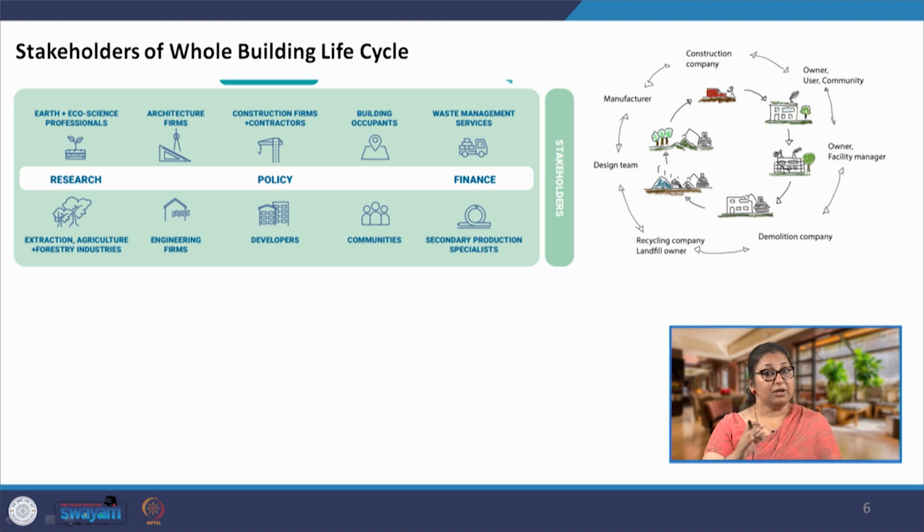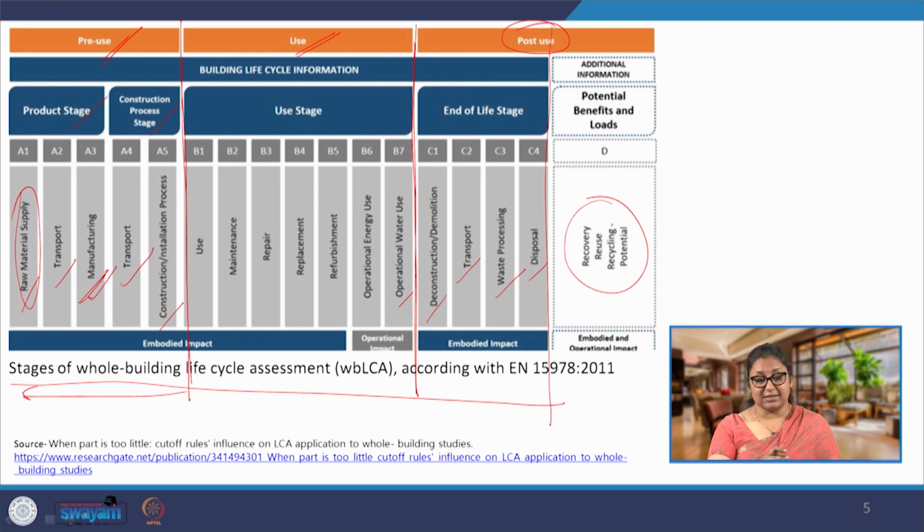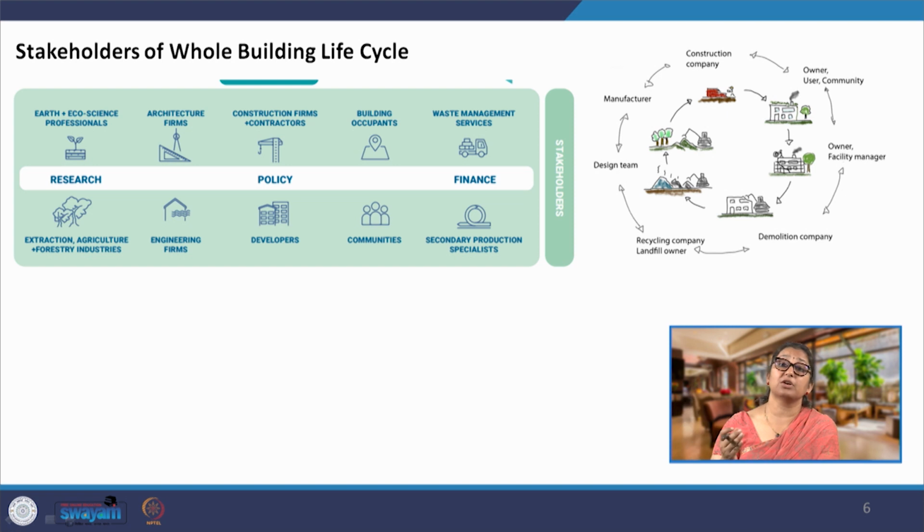Now, if we look at all these stages which we have just seen, the pre-use, use and post-use, we have different stakeholders who are coming in at different times. So, we will have the earth or eco-science professionals, we have the companies who are involved in extraction, we also have agriculture and forestry industries who might be associated with the supply of materials, for example, wood or bamboo or similar organic materials, which may be procured from these stakeholders.